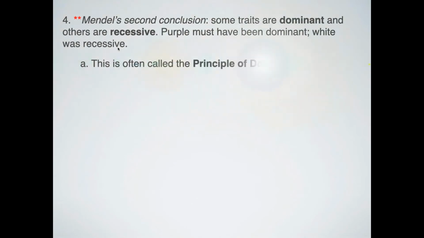And so this is often called the principle of dominance. And again, pretty smart. He was saying, okay, well, purple seems to cover up the white trait in some way, shape, or form for that first generation, right? So there must be a dominant trait and a recessive trait.